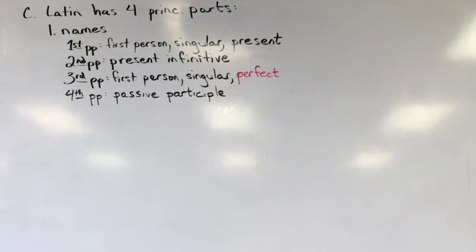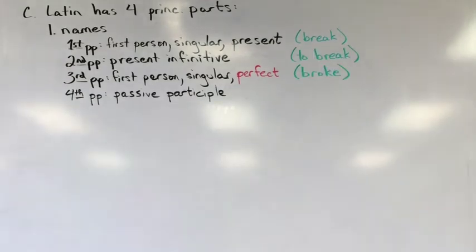Now, you're going to need to know these for the test, but be aware that they are slightly different names than the book gives. I think my names are a little bit more useful. If you write down the memorized principal parts from the book on the test, I will count them wrong. I want you to use these names. So for instance, examples in English, the first principal part would be analogous to the English form break. The second principal part, the present infinitive, would be to break. The third principal part would be like the English form broke, and the fourth principal part like the English form broken.